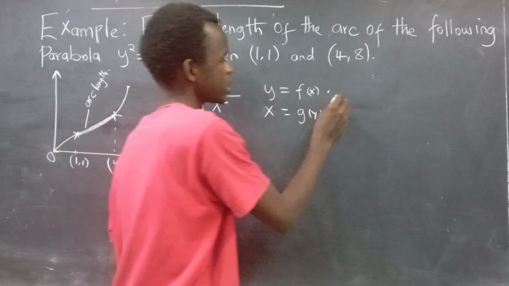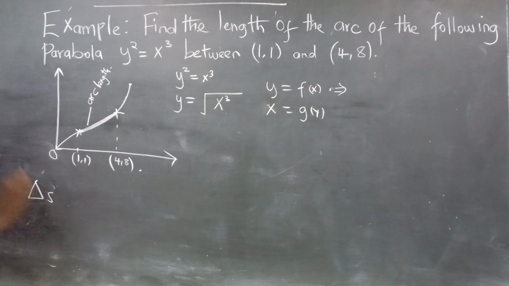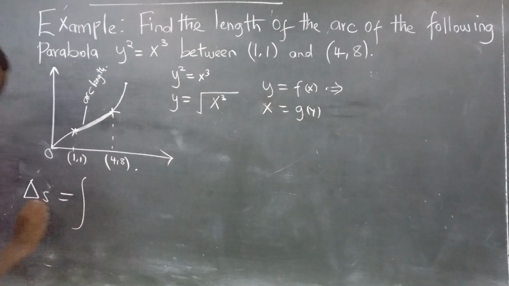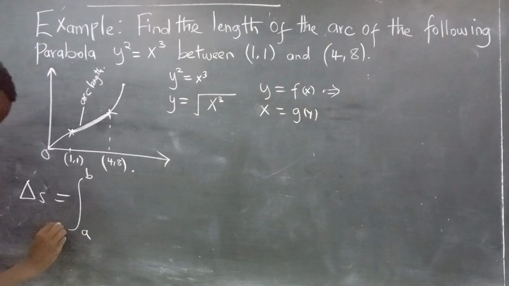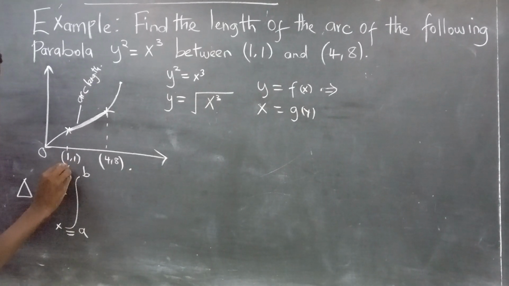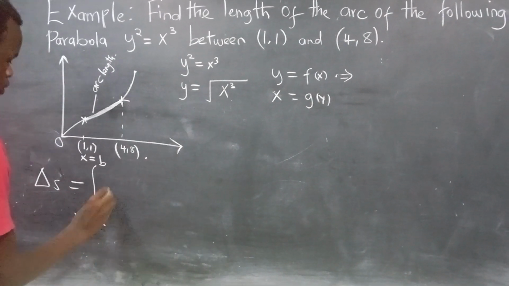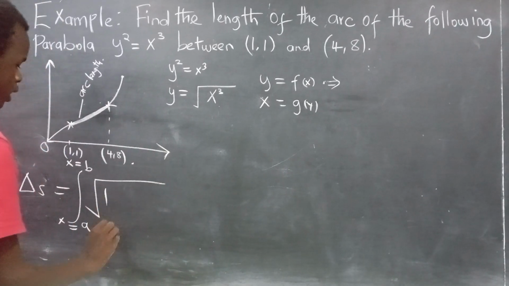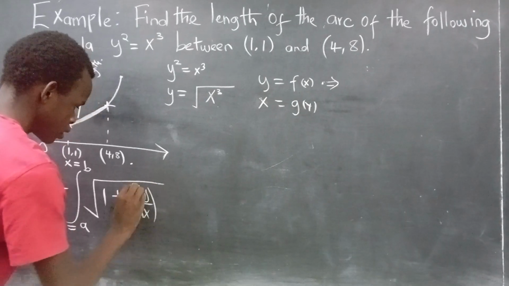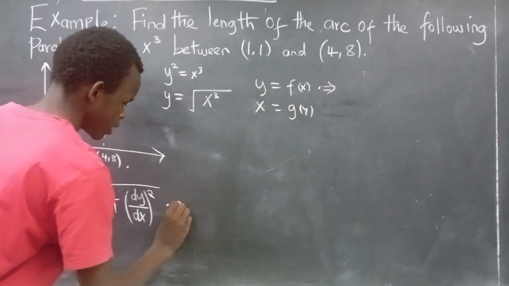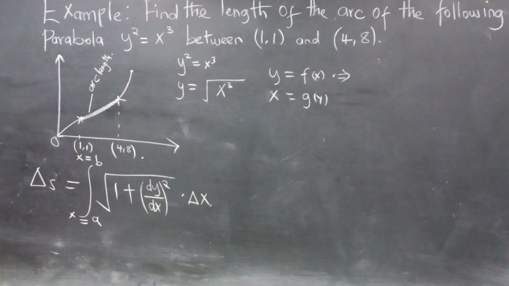The formula for y as a function of x: the arc length ds is the same as the integral from a to b, where a to b are the x values, of the square root of 1 plus dy over dx squared, multiplied by dx. This is the formula we'll be using to calculate that.